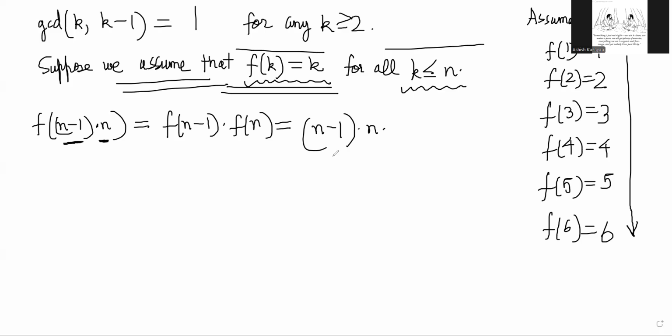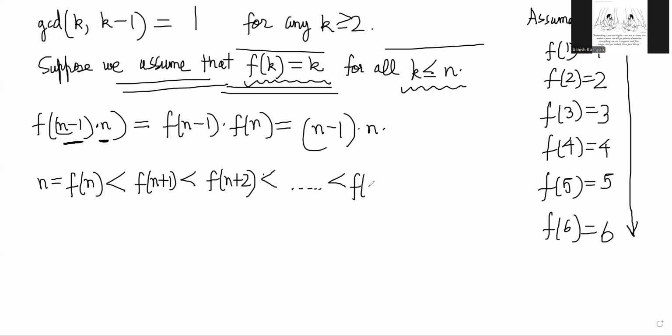Now we can say that by property C, and similar to what we have done earlier, n is equal to f of n, but that is less than f of n plus 1, that is less than f of n plus 2, that is less than and so on. We can write less than f of n square minus n minus 1 is less than f of n square minus n. And that is equal to, just now we have found out f of n square minus n is equal to n square minus n, right?